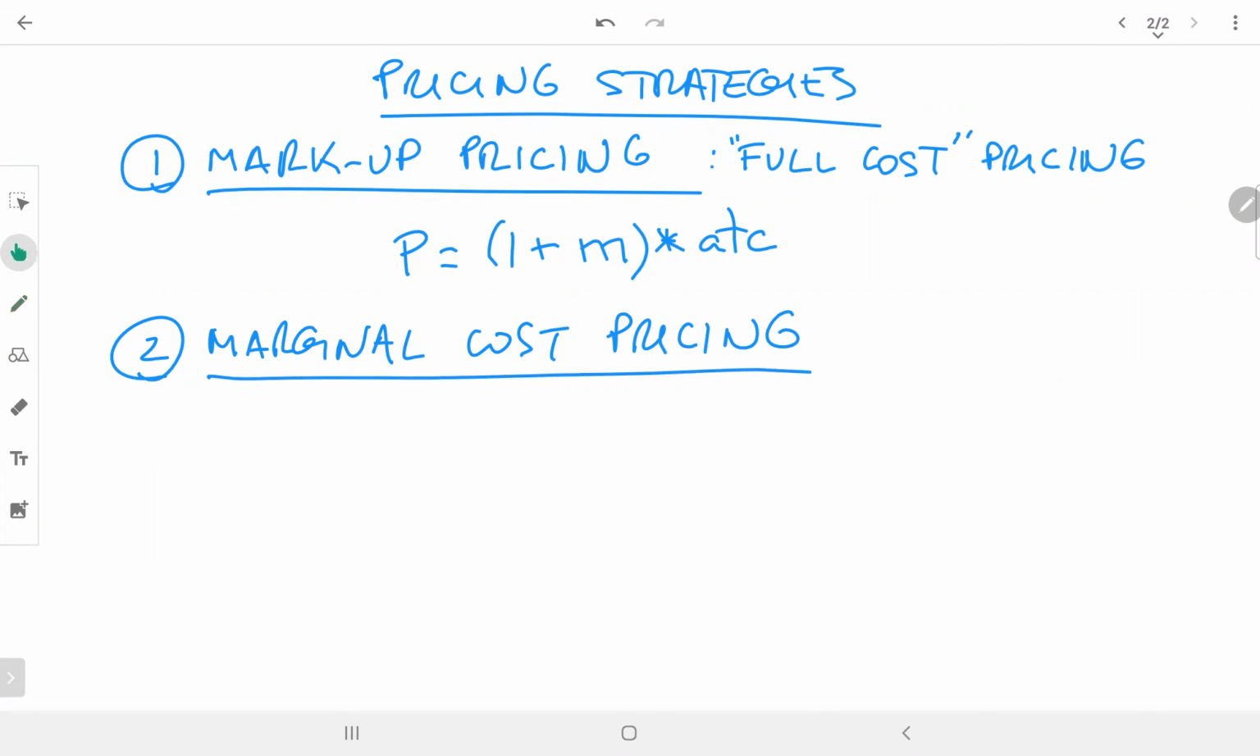Okay. Remember how markup was full cost because we're covering the whole cost? In marginal cost pricing, we're just covering our marginal cost. So we're covering just the extra that it cost us to produce those last units or batches. This is very common during sales. This is very common in retail, where you just charge additional cost to move inventory. So you're just not recognizing the full cost, right? And this is used to move inventory.